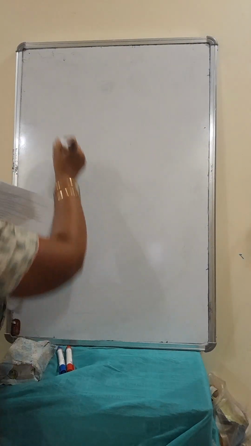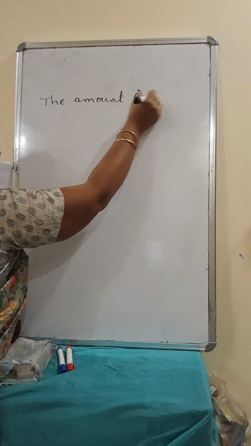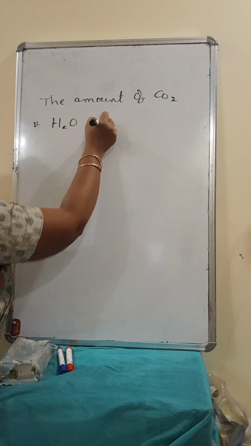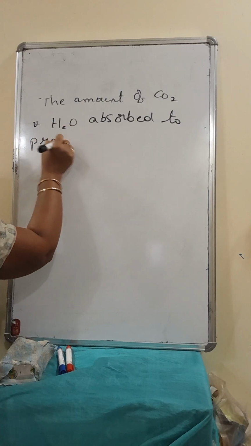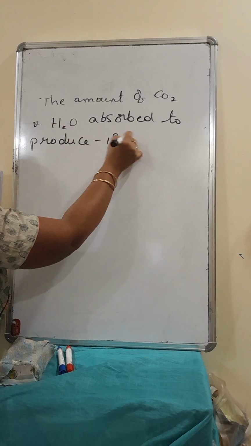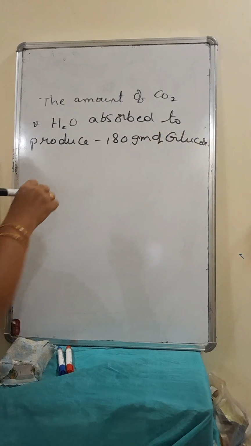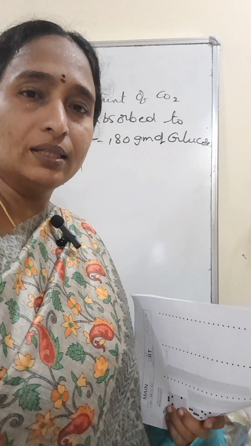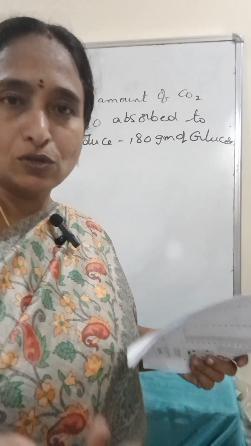The problem is: the amount of CO2 and H2O absorbed to produce 180 grams of glucose in photosynthesis. Okay friends, so this is the question which a few students have solved and a few couldn't. So let us see how we have to solve the problem.